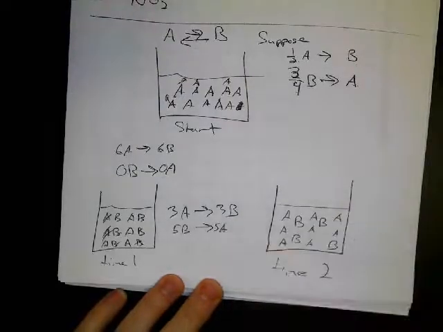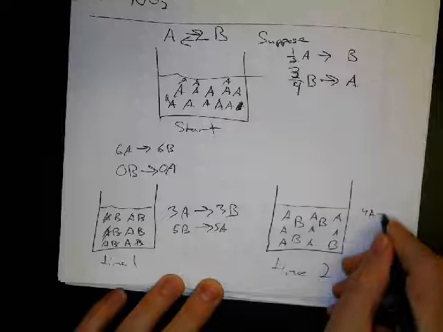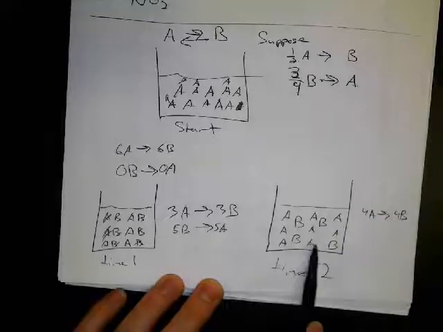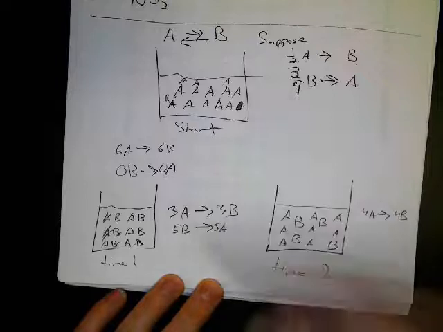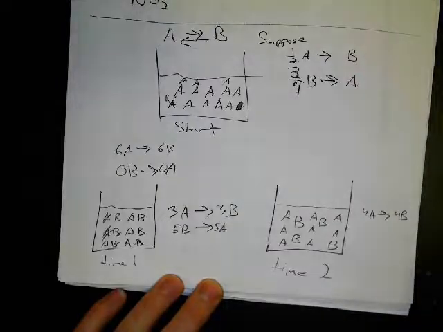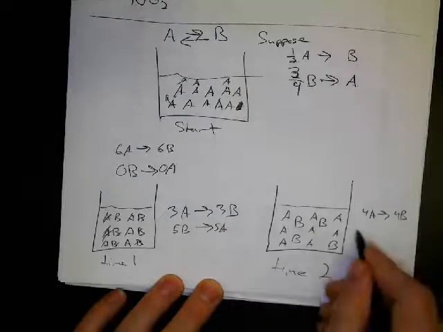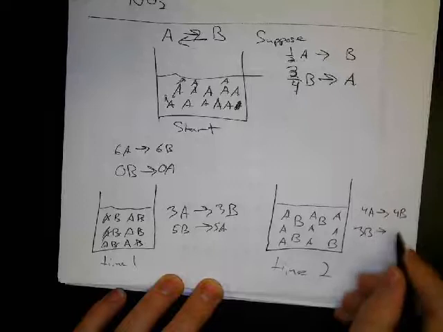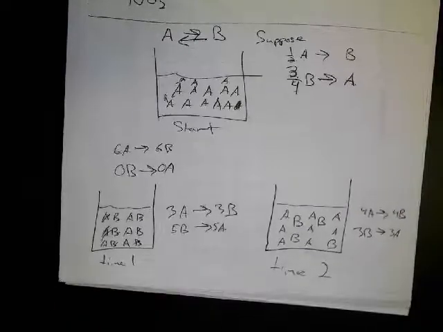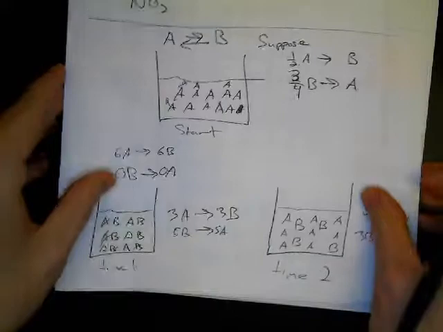What have I got now? I've got 1, 2, 3, 4, 5, 6. I've got 8 A's, and half of those A's are going to turn into B's, so 4. So 4 A's turn into 4 B's. Now 3/4 of my B's are going to turn into A's. What have I got? I have 4 B's. 3/4 of that would be 3. So 3 B's are going to turn into 3 A's. So that's a net movement. What happens? I gain 4 B's. I lose 3 B's. So I gain 1 extra B in this scenario. Okay. So I'm going to keep going here.